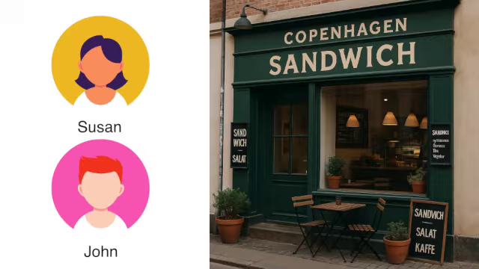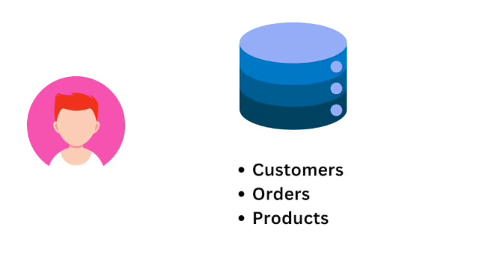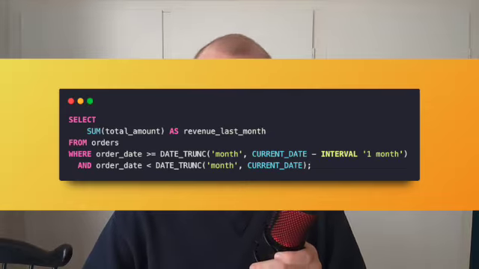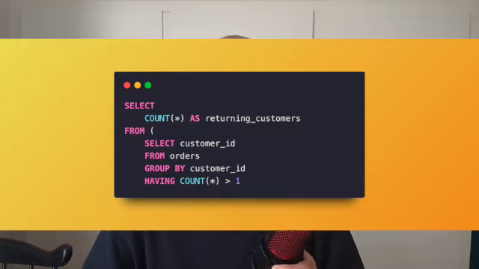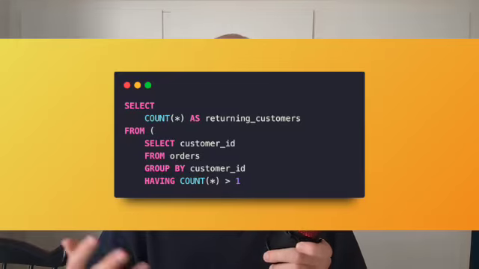Susan and John opened their first store in 2016. They grew quickly and got new locations and hired more staff. John was the data guy, and he set up an SQL server to keep track of customers, orders, and the different products that they have. He used SQL queries to get answers to questions like, what was the revenue last month? Which sandwiches sell most? And how many customers are coming back? And for a while, this worked fine.